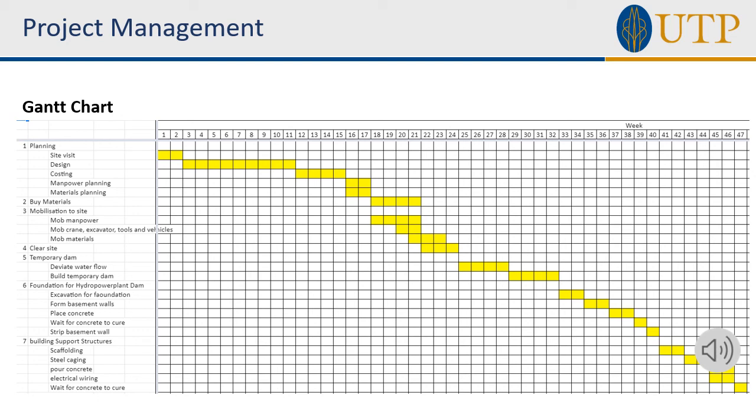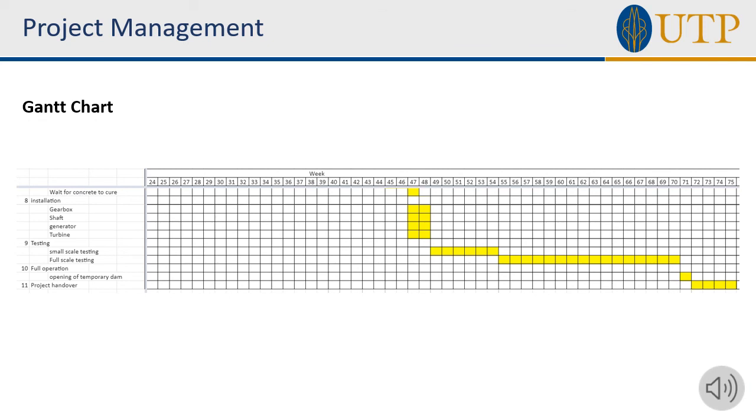The sixth is the foundation building for the hydropower plant dam. So first we will excavate the foundation, and then we will form the basement walls, and then place the concrete, and then we wait for the concrete to cure, which will take around 1 week, and then we strip the basement wall, which is made of wood. The seventh is building the support structure, which is scaffolding, steel caging or rebar, reinforcement bar, and then pouring concrete, and then electrical wiring, and lastly waiting for the concrete to cure.